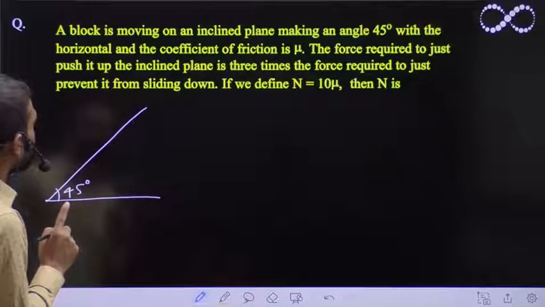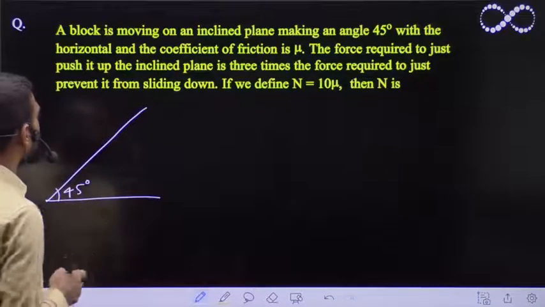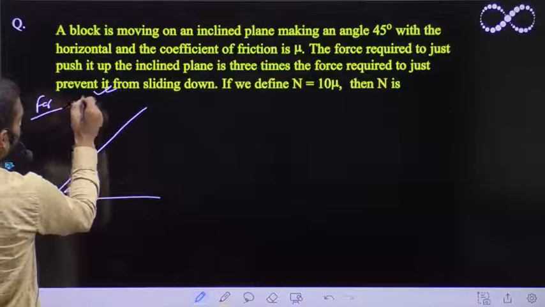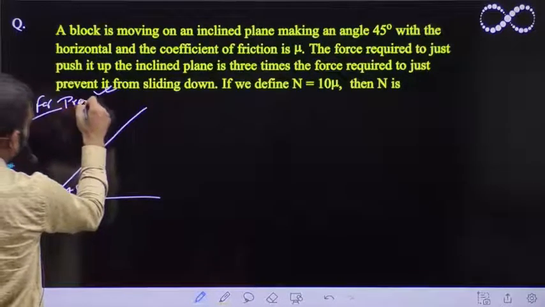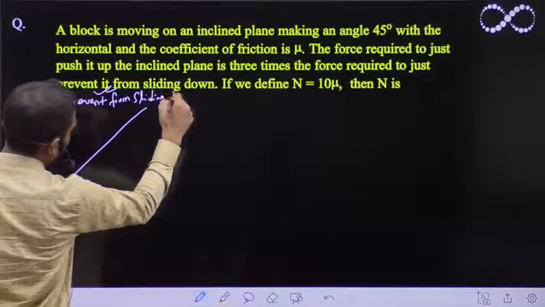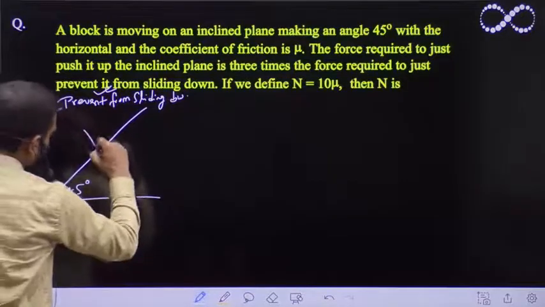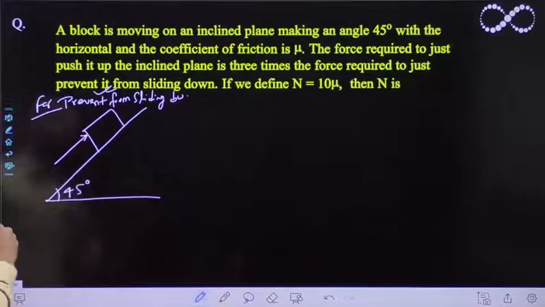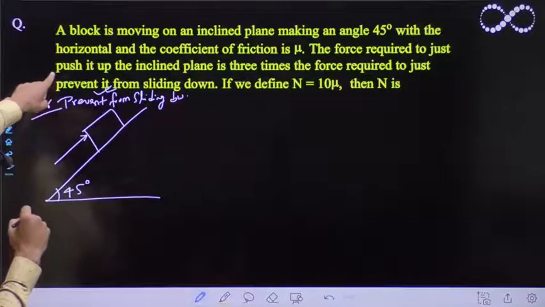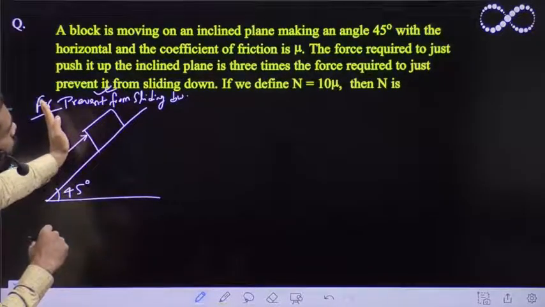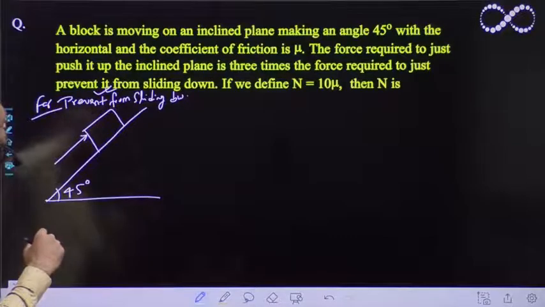So let us first make the case of preventing it from sliding down. For this case, suppose the block is here, and the force is applied in the upward direction. The force required to just push it in the upward direction is 3 times the force required to just prevent it from sliding.